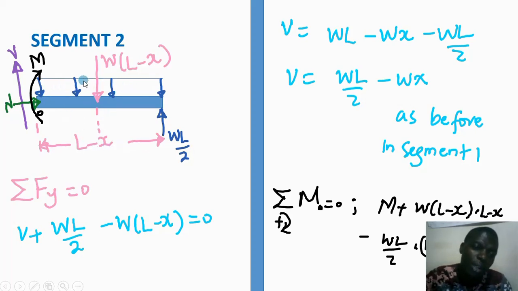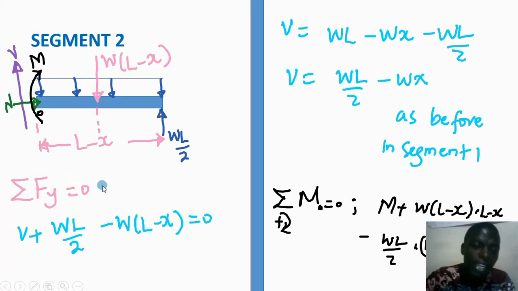Therefore, if it is at a span of L minus X and with a uniformly distributed load W, then to get the total load that will act at the center of this free body diagram of the loading condition L minus X, this W into L minus X will act at L minus X out of 2 from B, and also L minus X out of 2 from where we created a cut.